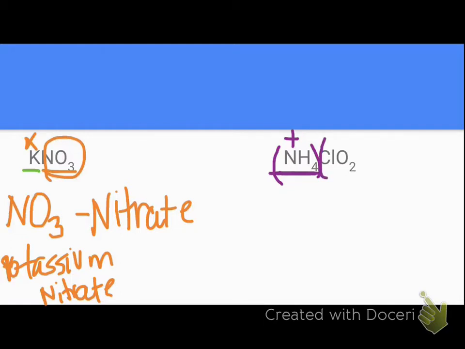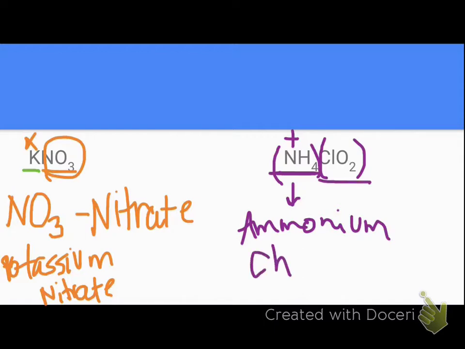And then my negative here is ClO2. Do we find a ClO2 somewhere in our ion packet? You should. That's chlorite. So you name the first part. Ammonium. And then ClO2 is chlorite. Ammonium chlorite. Don't need a Roman numeral here because ammonium's always going to have a +1 charge. Chlorite has a -1, so they already cancel themselves out.